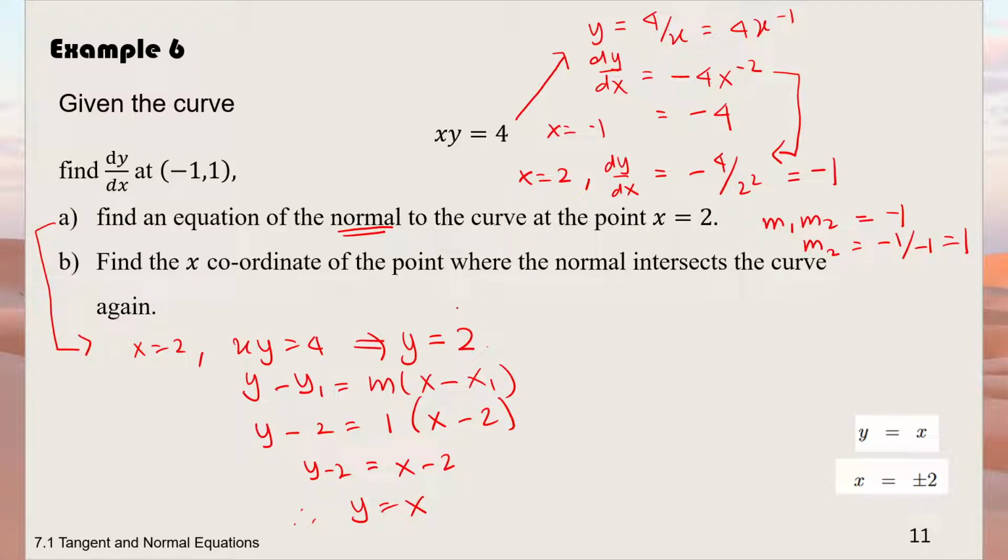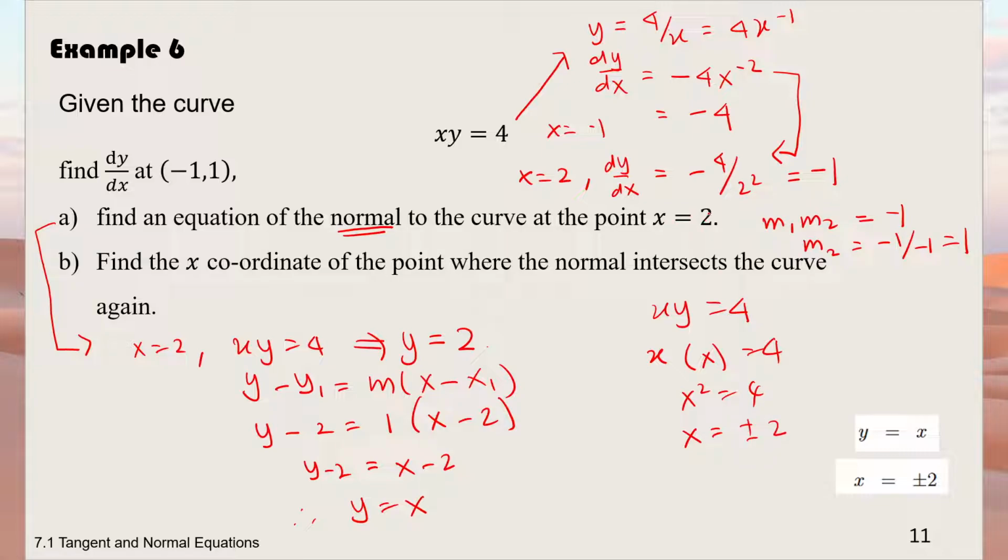So it means that they are talking about this curve, this intercept again. So what you need to do is just substitute the y, because it's telling you y equals x. So from xy equals 4, I substitute my y equals x. So x squared equals 4. So my x actually is plus minus 2.